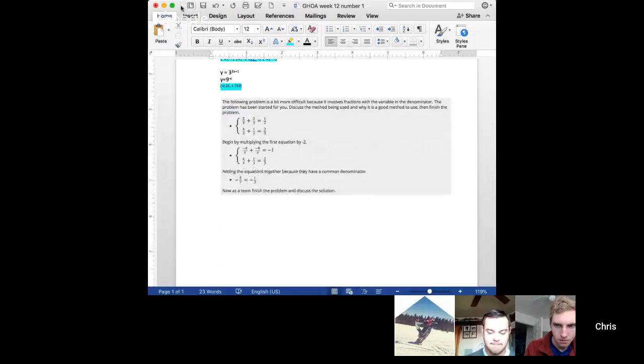Okay. Guess we go to this hard one now. The following problem is a bit more difficult because it involves fractions with the variable in the denominator. The problem has been started for you. Discuss the method being used and why it is a good method to use, then finish the problem. So we had this ugly looking system here. So it says begin by multiplying the first equation by -2.